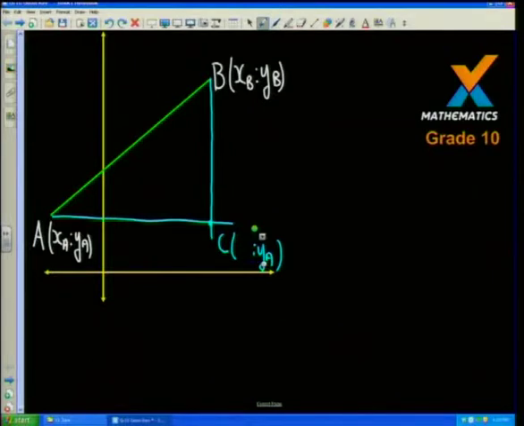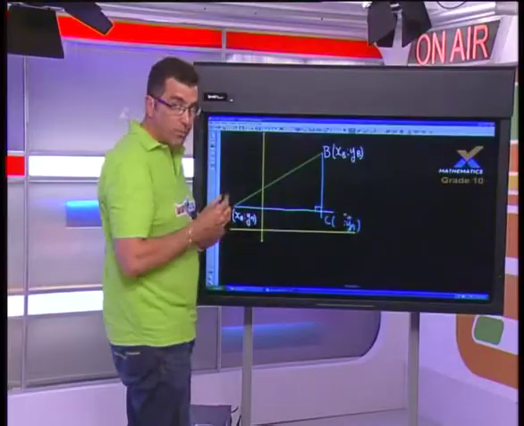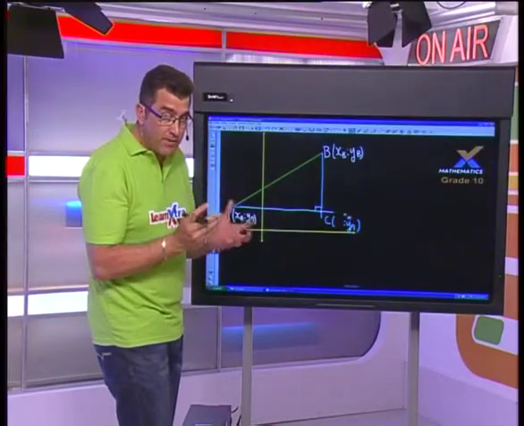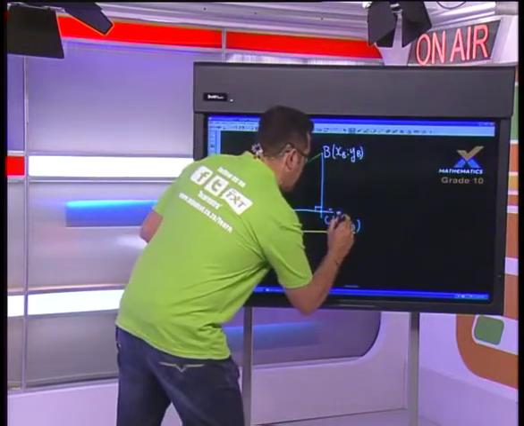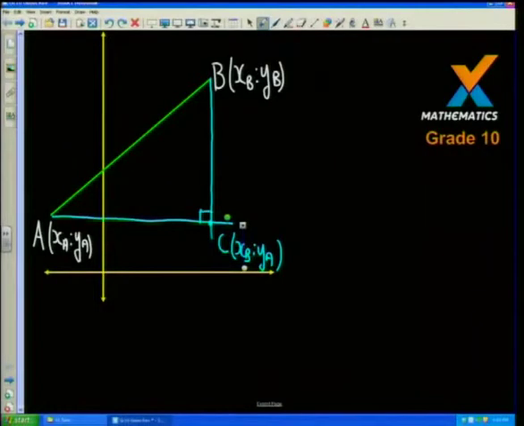Now, if I look at the x coordinates here, the line BC, folks, remember this is perpendicular. All horizontals and verticals are always perpendicular to each other. So the line BC is a vertical line, meaning that all the x values on that line are shared with the x value of point B. So the x value of point C is the same as the x value of the point B at the top.